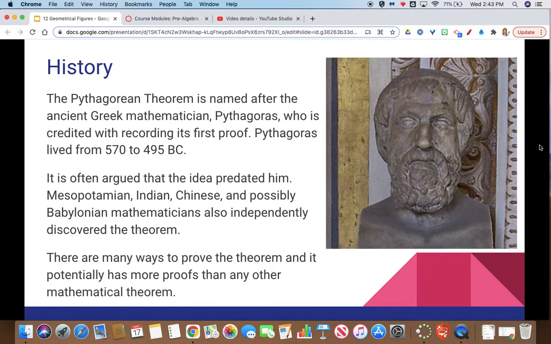So this is a very old theorem. There are many ways to prove that it works, and today we're going to talk about what it is and how it will help us in geometry.